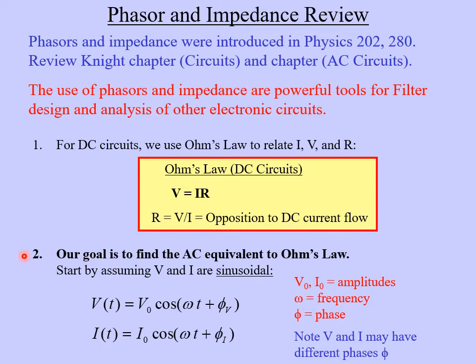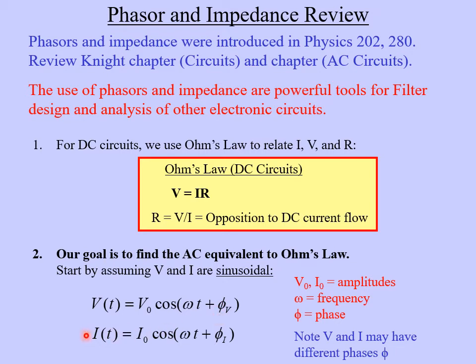Our goal here is to find the AC equivalent to Ohm's law. In other words, we want a version of Ohm's law that will work for a sinusoidally varying voltage and current, at any frequency. The way we can do this is to assume that we're dealing with sinusoidal voltages and currents, in other words, they're oscillating. Our voltage, for example, is going to vary with time. It's going to have an amplitude of V naught, and we're going to use a cosine function to represent it. This voltage is oscillating with a radian frequency of omega, and there also may be some phase constant, phi sub v, to remind us this is the voltage phase constant.